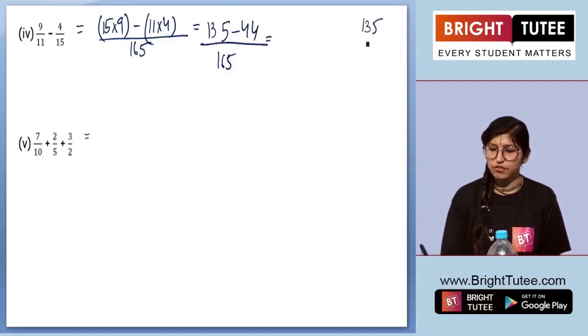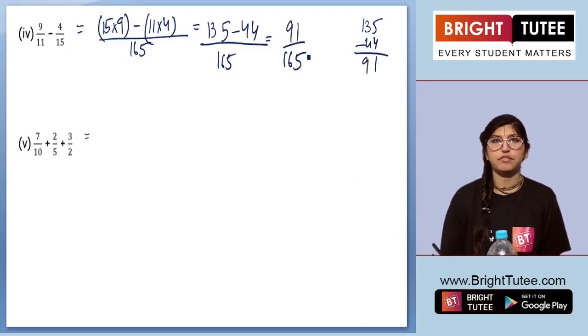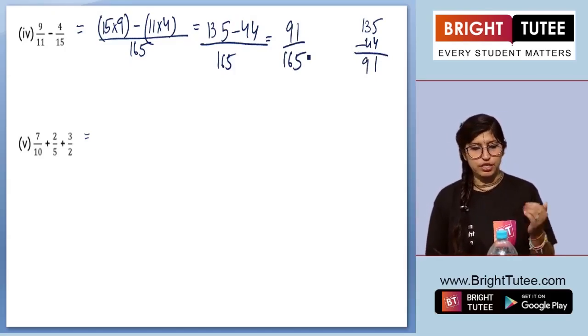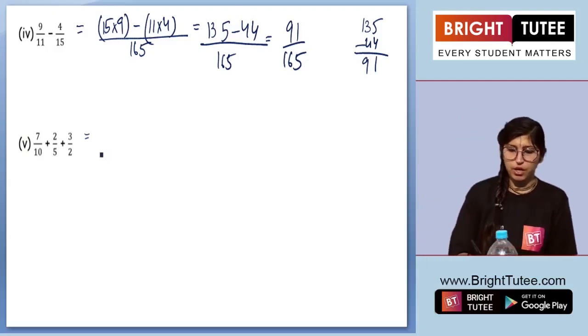Now 135 take away 44. 13 take away 4 is 9. So we are getting 91 upon 165. Since it's a proper fraction, we do not have to do any conversion out of it. Let's move on to the fifth part. Over here we'll do the same thing.